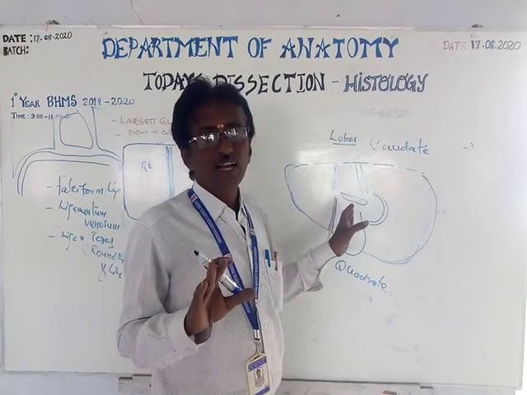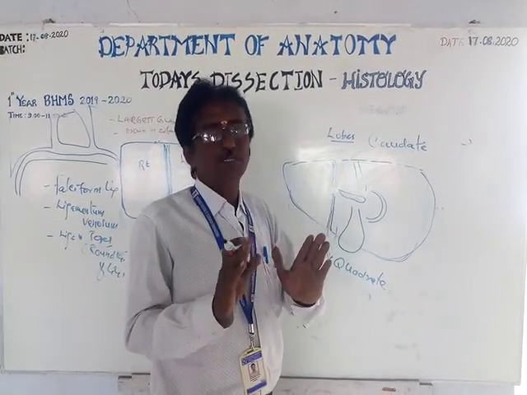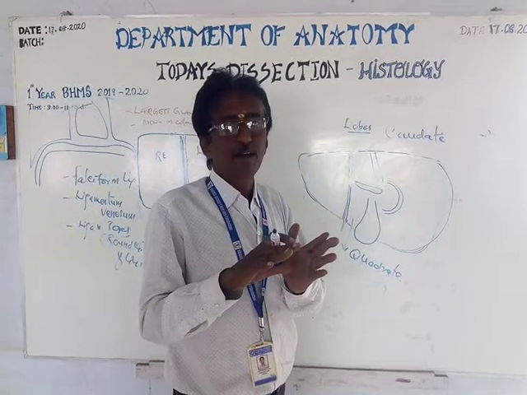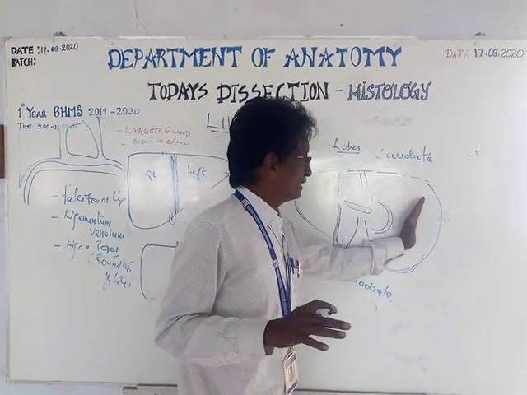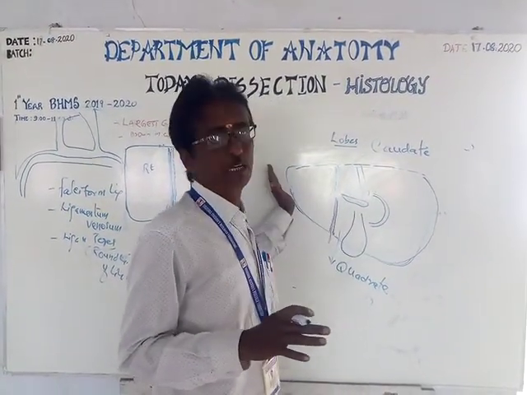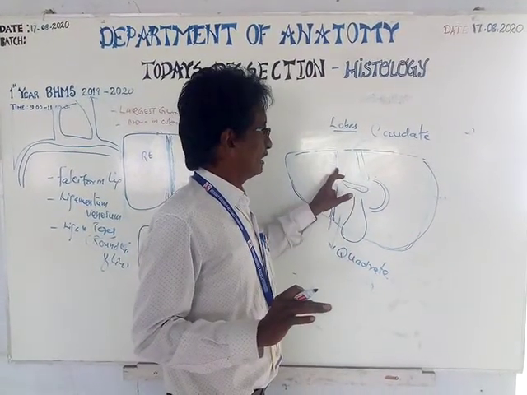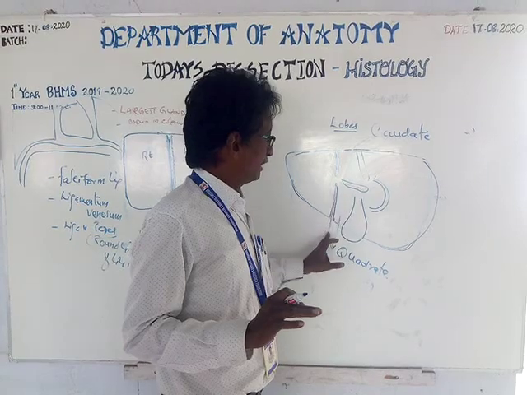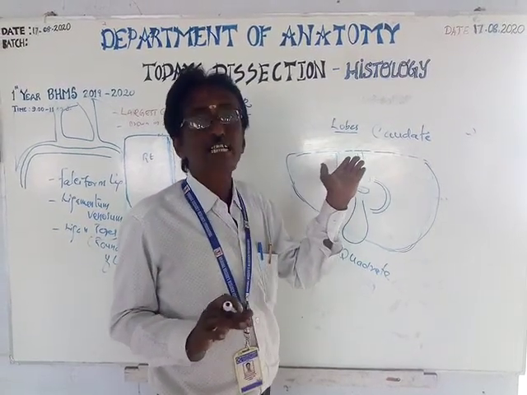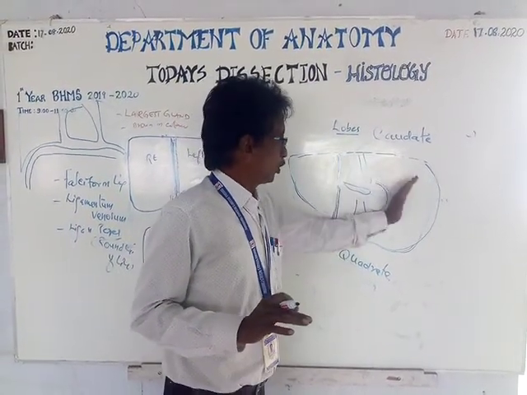Discuss about lobes of liver. I already described the anatomical lobes. This is the right lobe, this is the left lobe, divided by three ligaments: ligamentum venosum, ligamentum teres, and the falciform ligament. So this is the right lobe and left lobe.